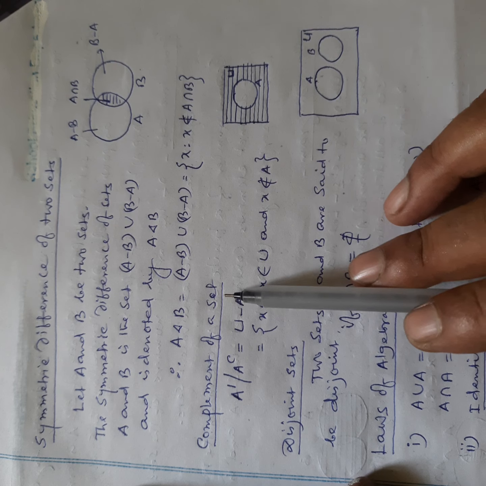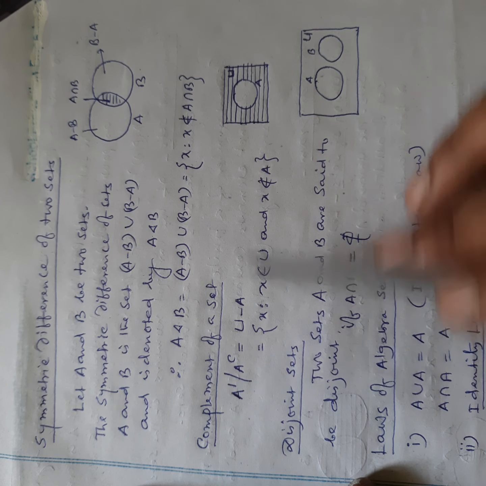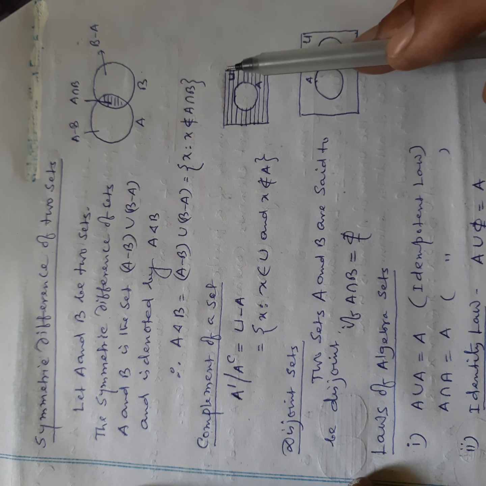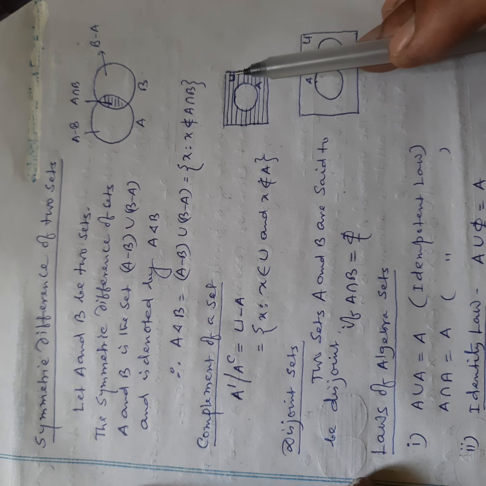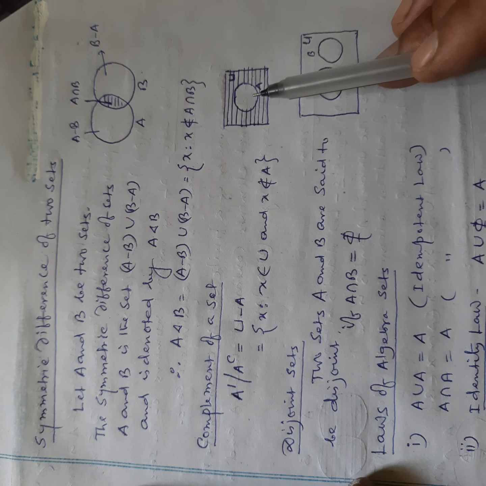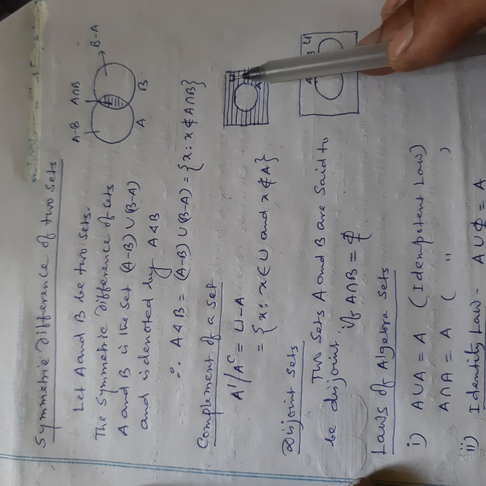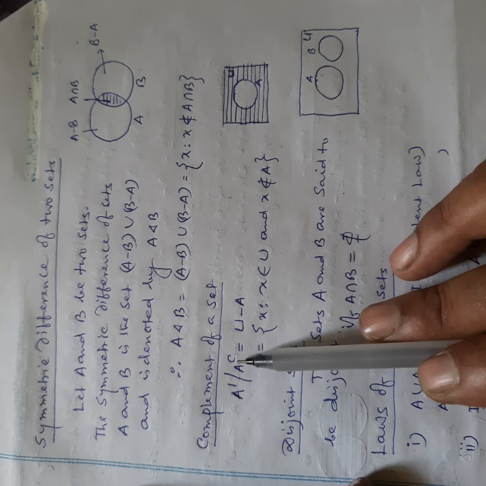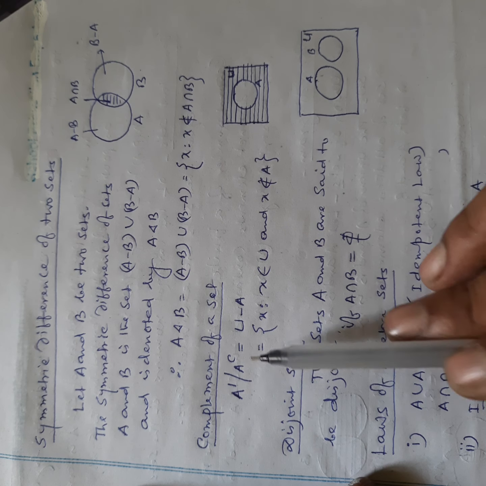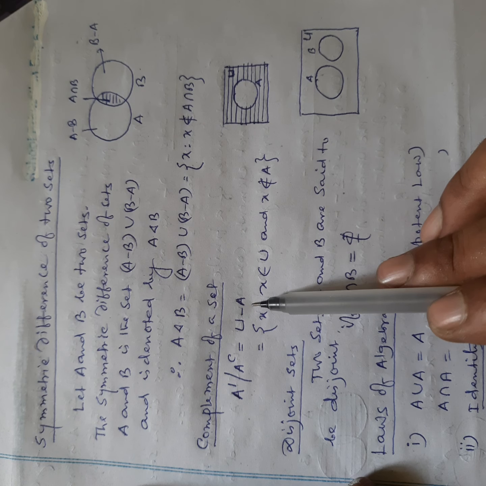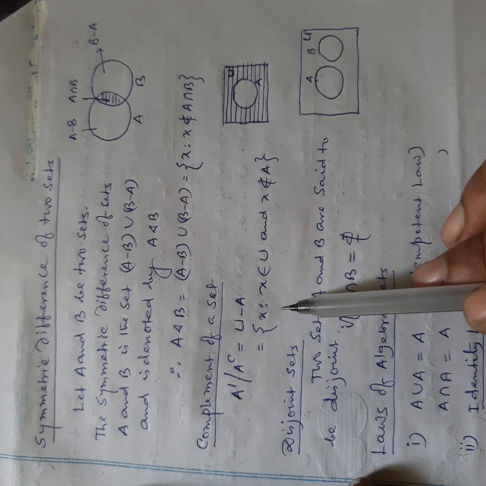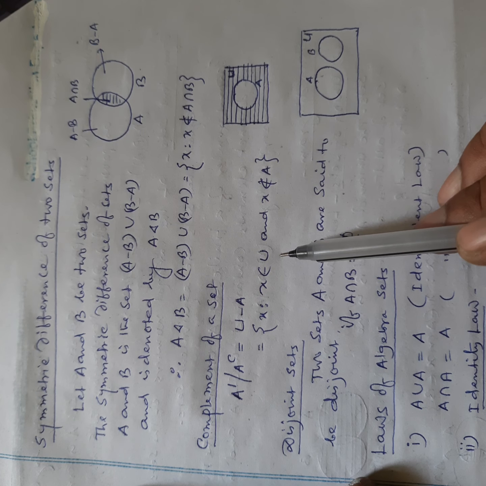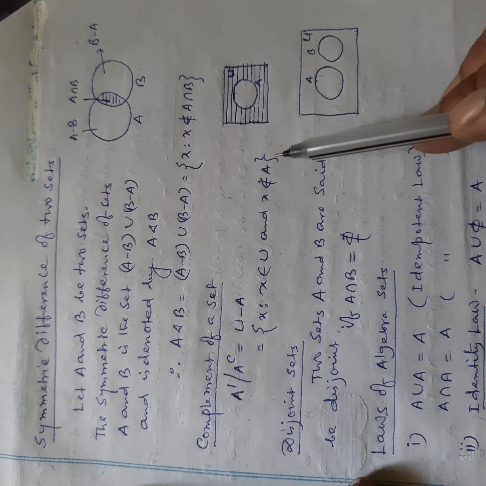Complement of a set. If A is a set and this is the universal set capital U, and A is a subset of capital U, then A complement, which is denoted by A dash or A to the power C, equals U minus A, which equals x such that x belongs to capital U and x does not belong to A.